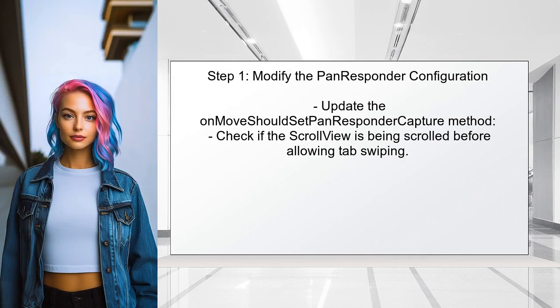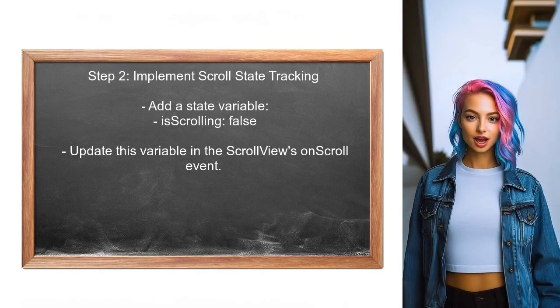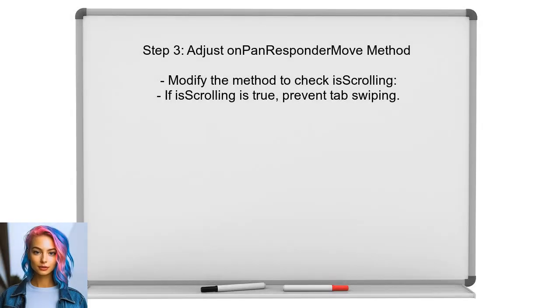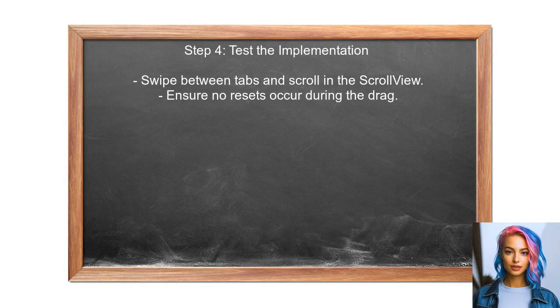To address the issue with the scroll view inside the tab navigator, the user should first modify the PanResponder configuration. This will help manage the gestures more effectively. Next, the user should implement a state variable to track whether the scroll view is currently being scrolled. This will help prevent the tab from resetting when the user drags sideways. Then, the user needs to adjust the onPanResponderMove method. This adjustment will ensure that swiping is only allowed when the scroll view is not being scrolled. Finally, the user should test the implementation to ensure that swiping between tabs works seamlessly without resetting when dragging the scroll view.